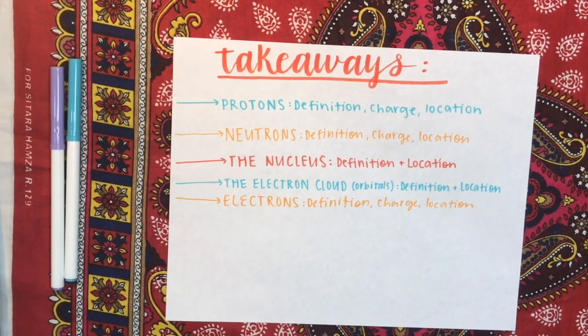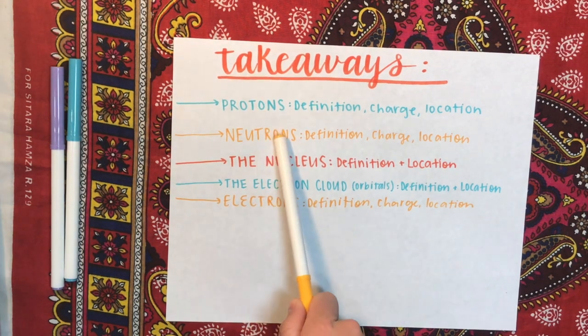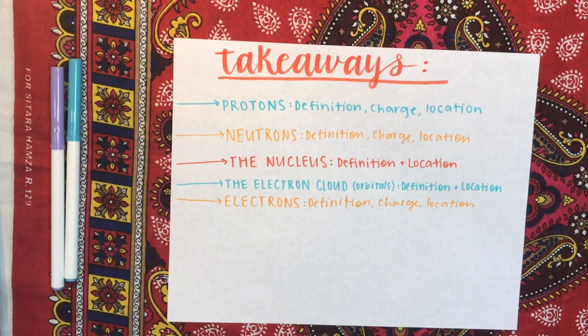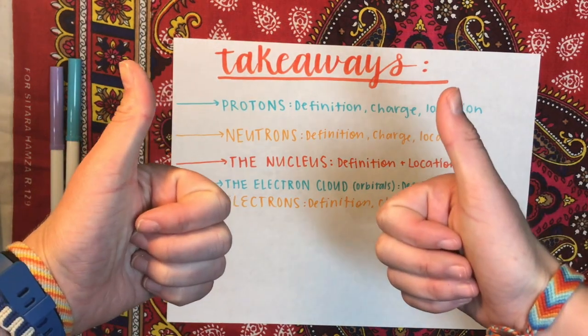Take a minute to reflect on the main points covered in this lesson. We learned about protons, neutrons, the nucleus, electrons, and the electron cloud. I hope you've all learned something new about the construction of the atom and can't wait to start a lesson on atomic mass and mass number next time.